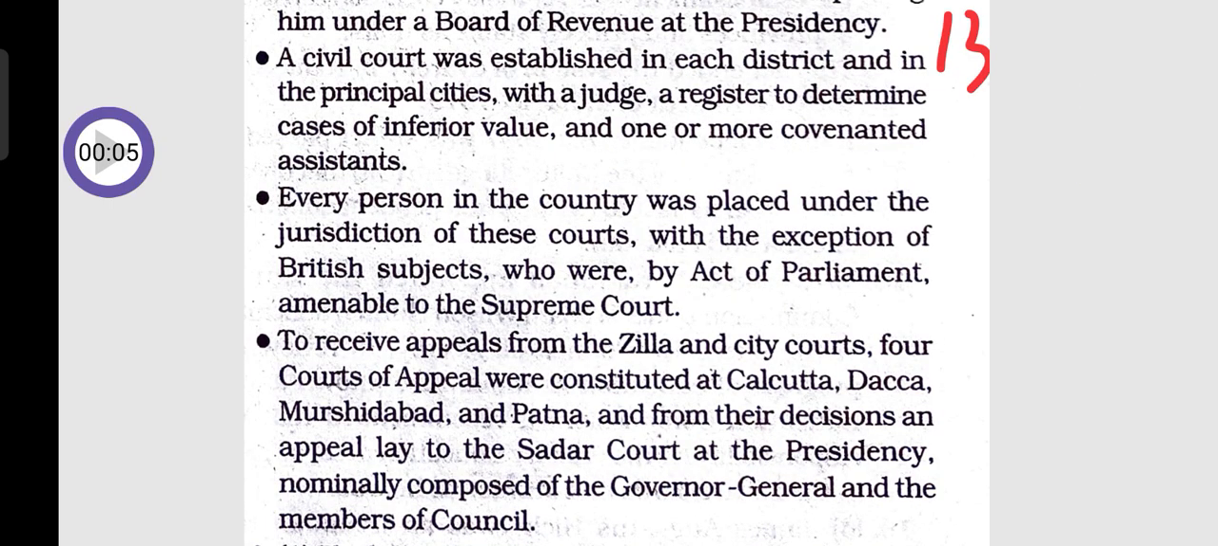To receive appeals from the Zilla and city courts, four courts of appeal were constituted at Calcutta, Dhaka, Murshidabad, and Patna, and from their decisions, an appeal lay to the Sadar Court at the Presidency, nominally composed of the Governor General and the members of Council.